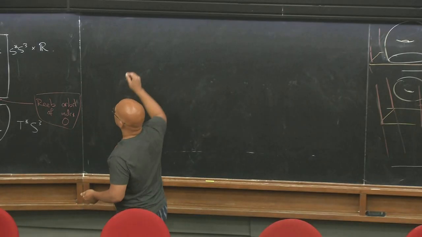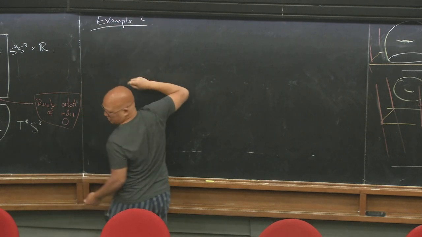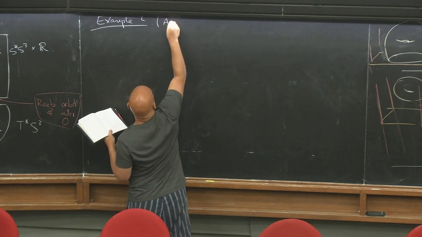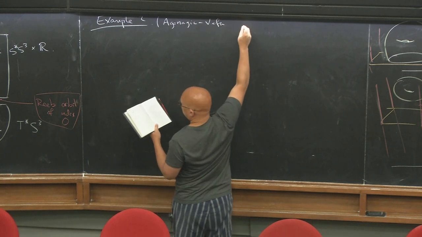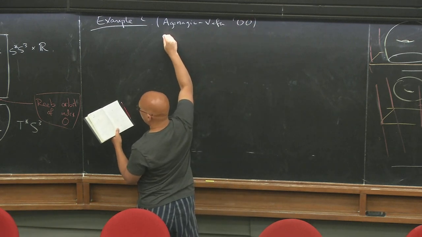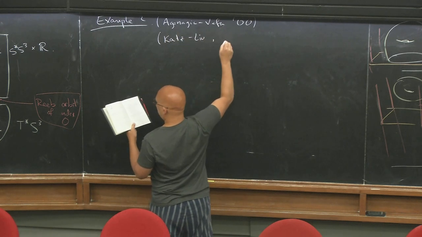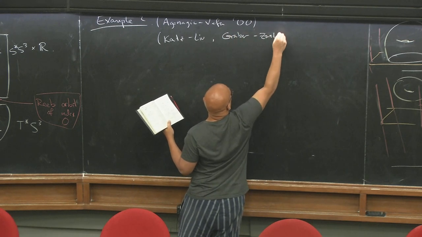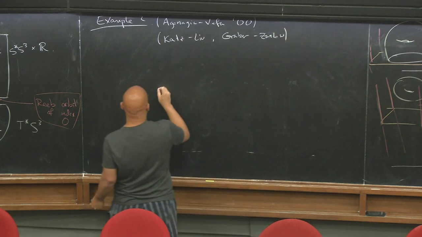Okay, so the next example, example two. This is related to a paper of Aganagic and Vafa in 2000, and also related to some math papers a little bit later by Katz and Liu and Graber and Zaslow. Again, the precise relation is not entirely clear. This concerned the following question.